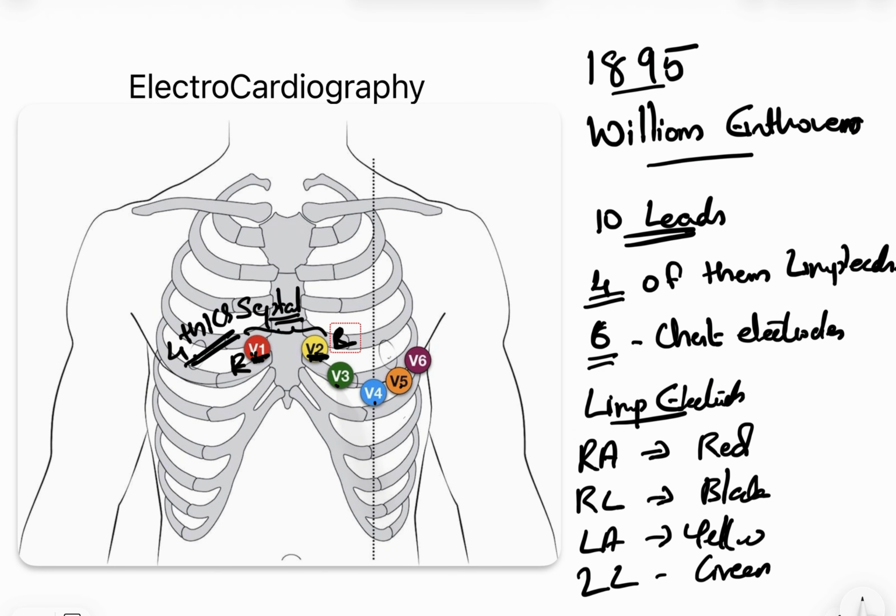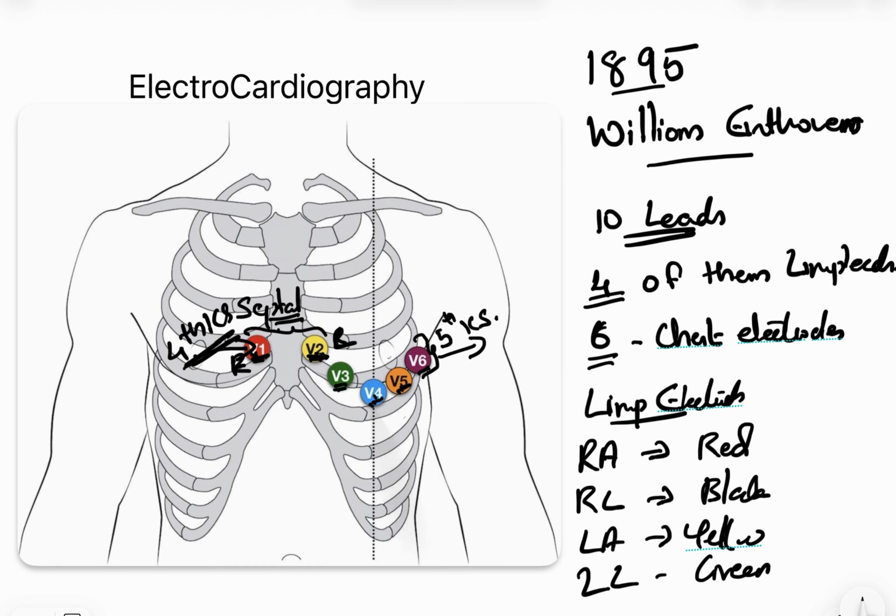Now we move to V3. Remember, V3 lies between V2 and V4. The position of V3 is midway between V2 and V4. And V4, V5, V6, as you can see in the image, all these 3 electrodes are in the 5th intercostal space. V1 and V2 are in the 4th intercostal space, and V4, V5 and V6 are in the 5th intercostal space.